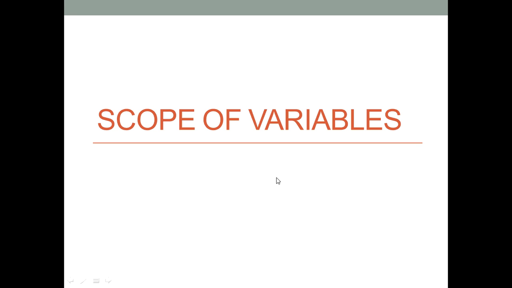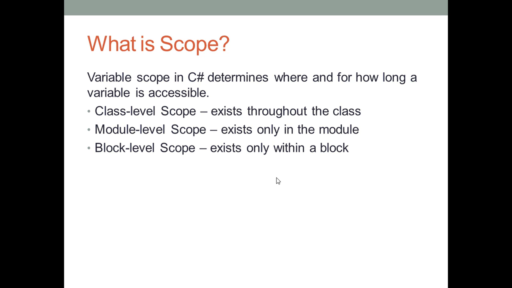Today's discussion is about the scope of variables. What do we mean by the scope of variables? Well, a variable scope in C# and actually in any language determines where and for how long a variable is accessible. What modules or parts of a class or parts of a program can access the data in that variable, and what's its lifetime? How long is it hanging around?